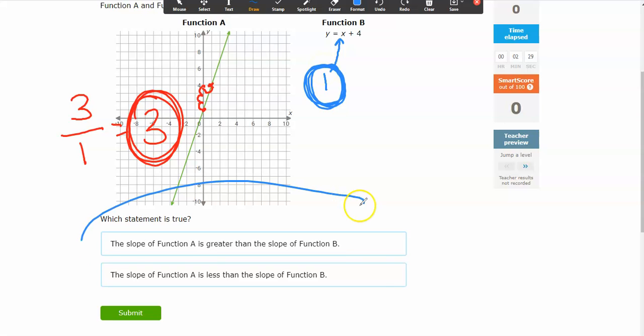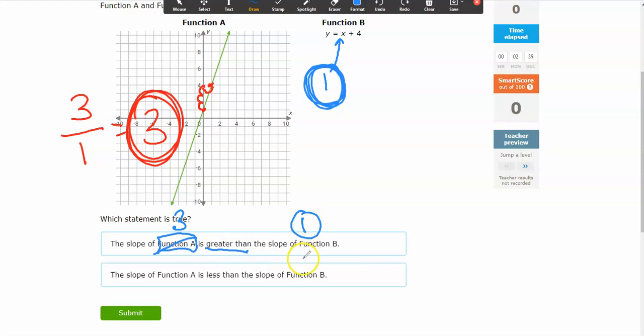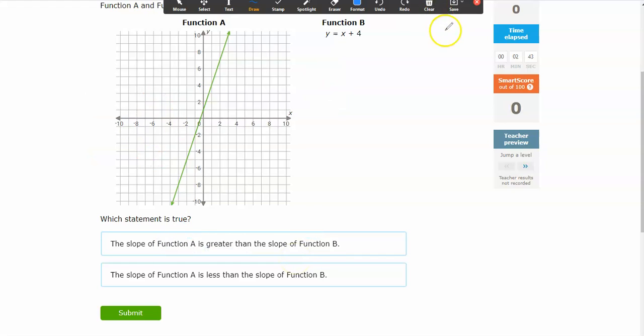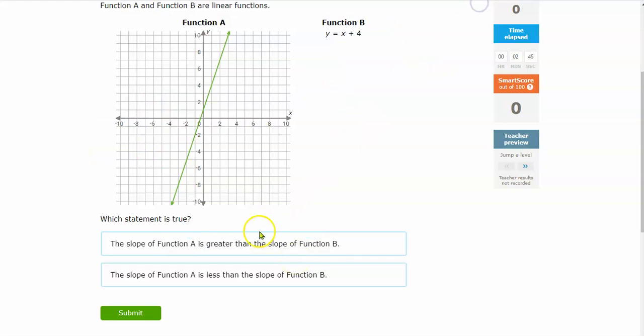Now it's time to process the question. The question says, is the slope of function a, which is 3, greater than the slope of function b, which is 1? Yes, it is. 3 is greater than 1. So that's why we're going to choose this question.